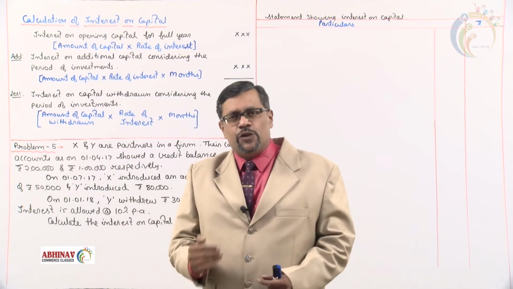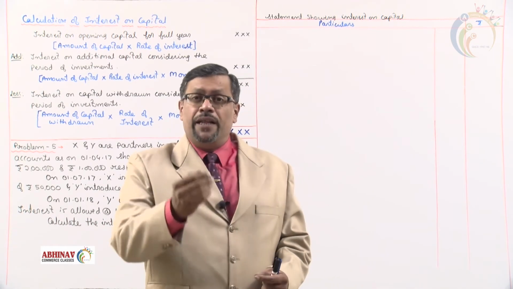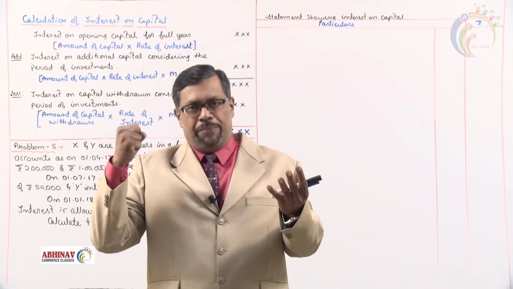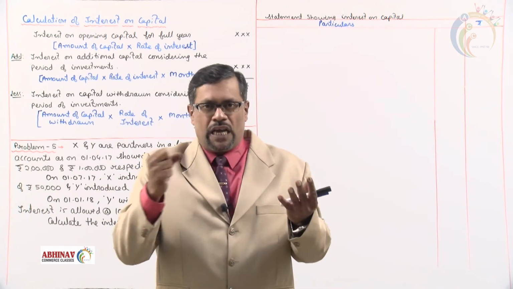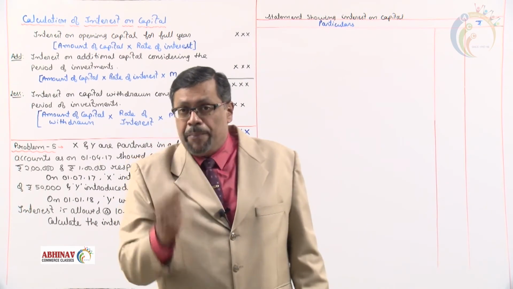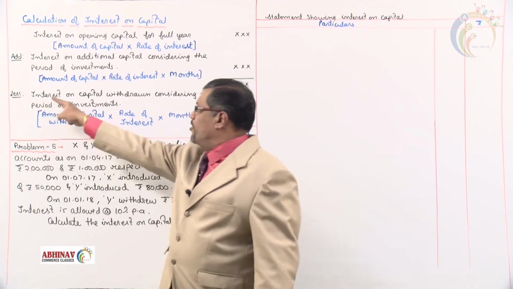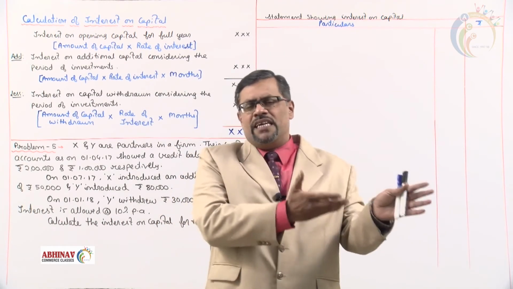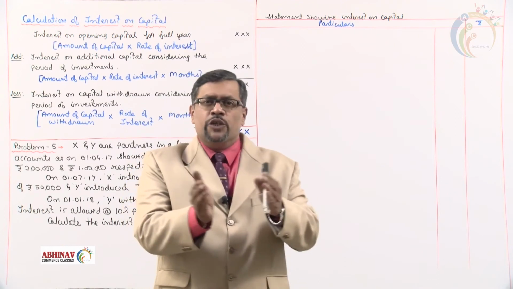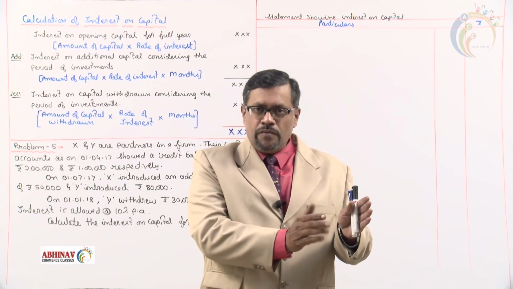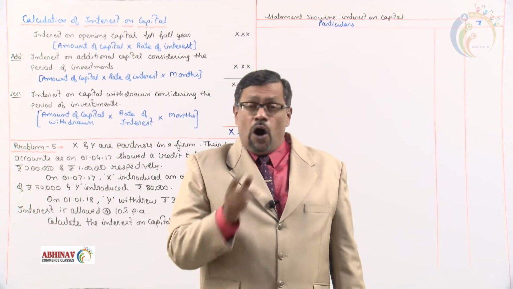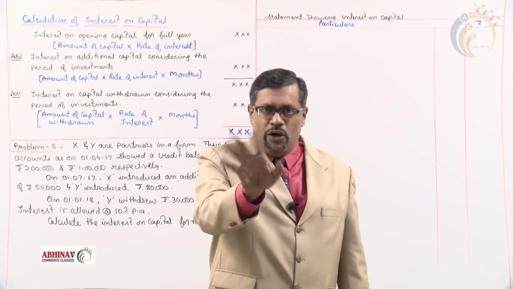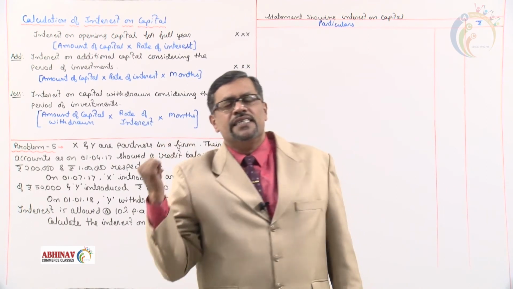In many cases, it so happens that the partners withdraw part of the capital they have introduced or have in the firm. Not the entire capital, a part of it is withdrawn. When part of the capital is withdrawn, less interest on that withdrawn capital, same as the example of bank deposits. You have deposited 20,000, you'll get interest on 20,000. If you have withdrawn 5,000, you'll get interest on the balance 15,000. Same is the case here.